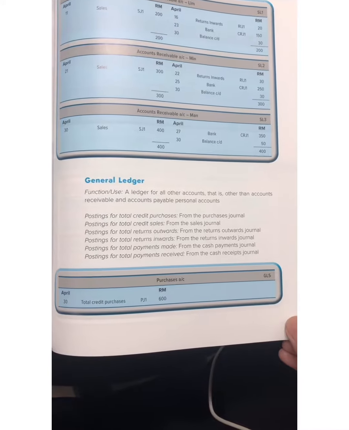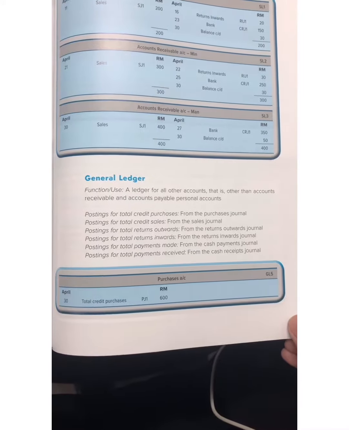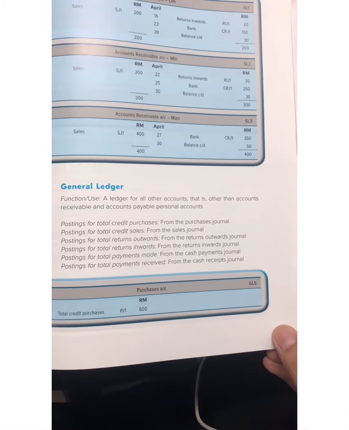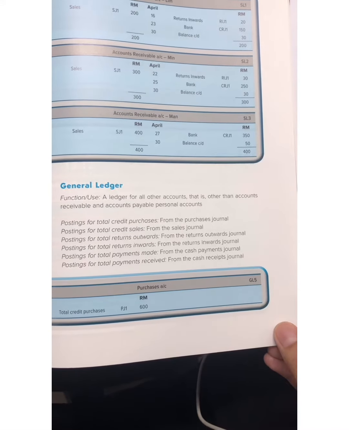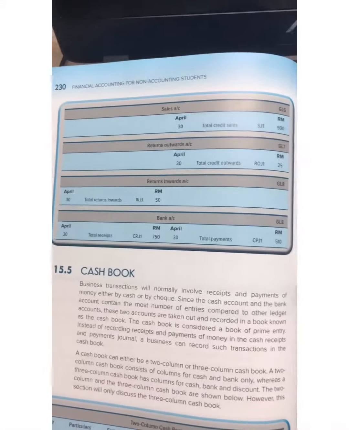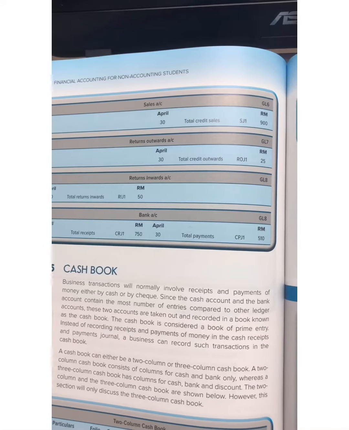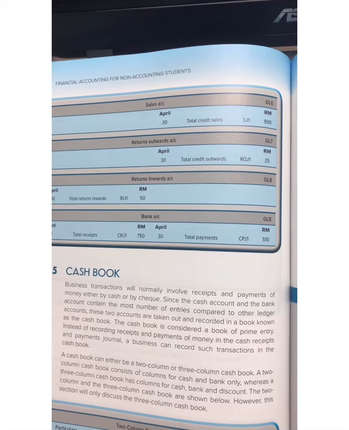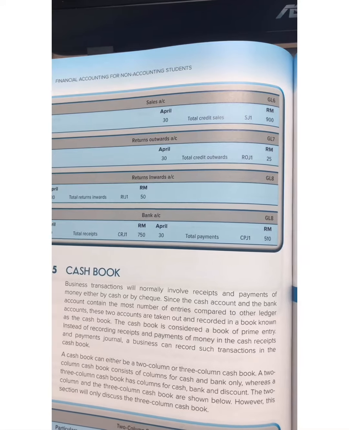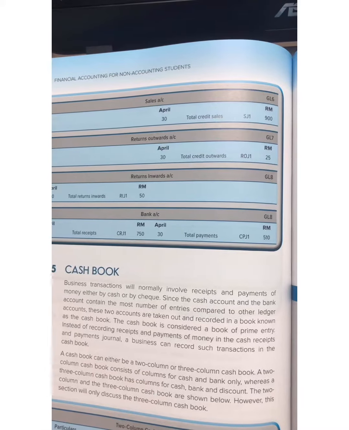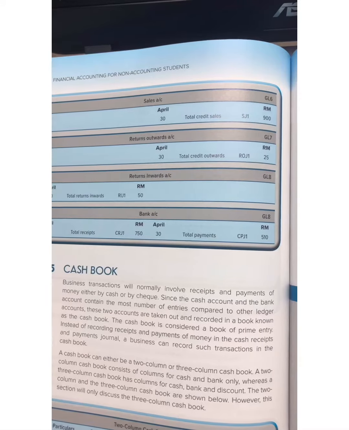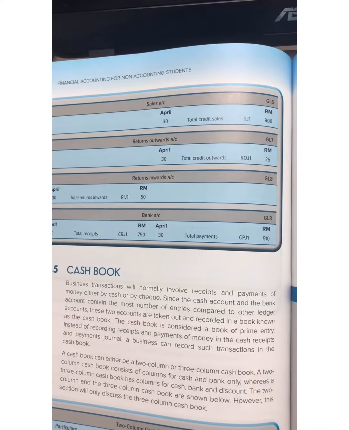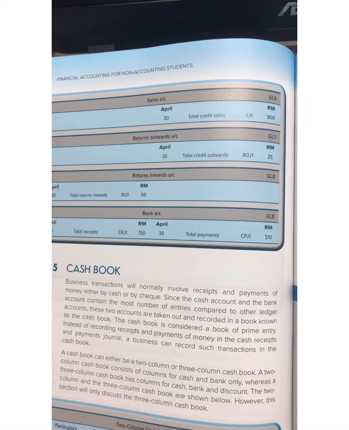General ledger. A ledger for all other accounts other than accounts receivable and accounts payable personal accounts. Total credit purchases from the purchases journal. Total credit sales from the sales journal. Total returns outward from the returns outward journal. Total returns inward from the returns inward journal. Total payments made from the cash payment journal. Total payments received from the cash receipt journal.